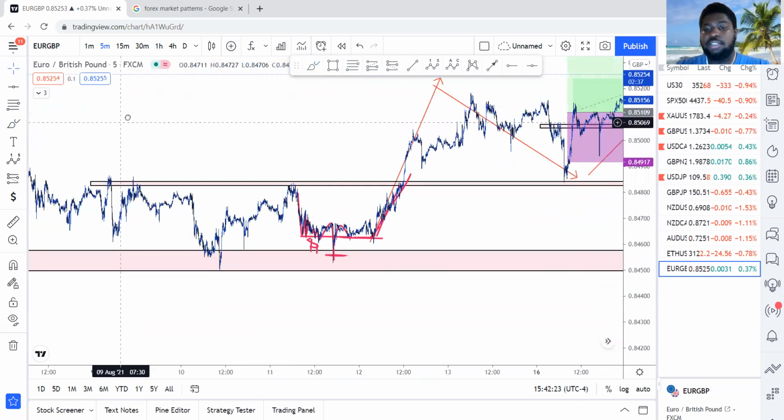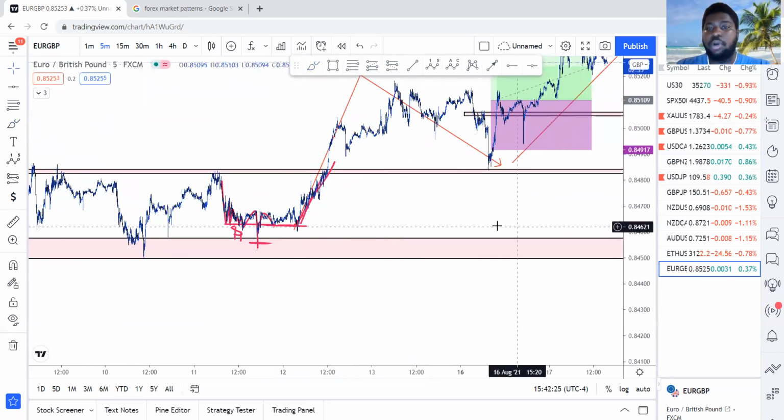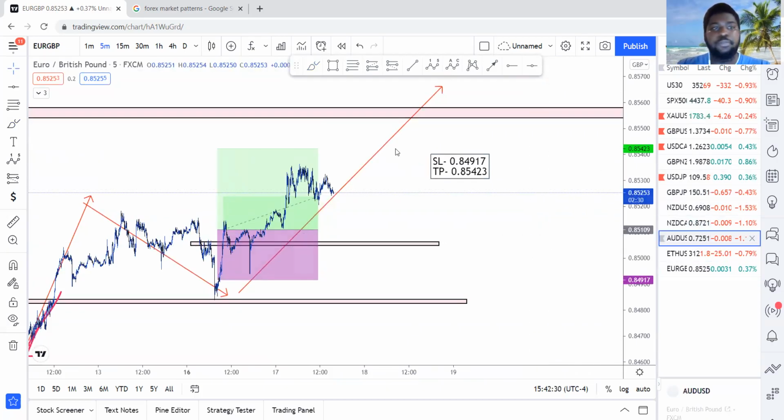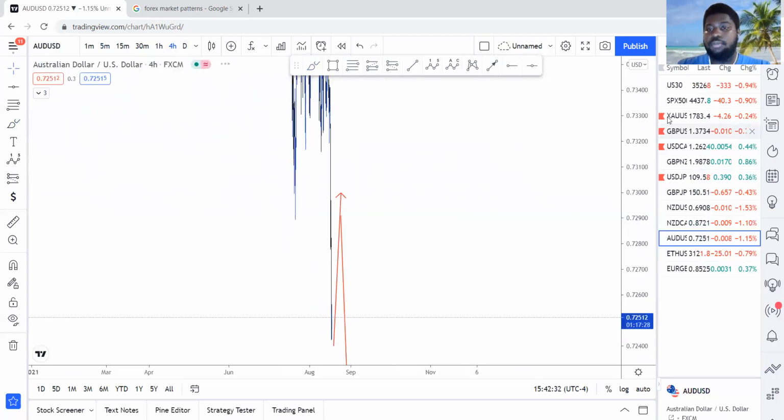That right there, guys, is how you can trade in the sideways market accumulation and be very profitable. Like the 4-hour time frame on this.